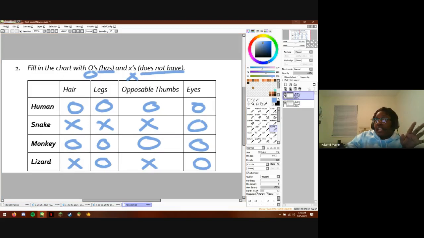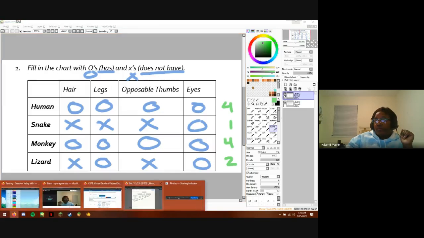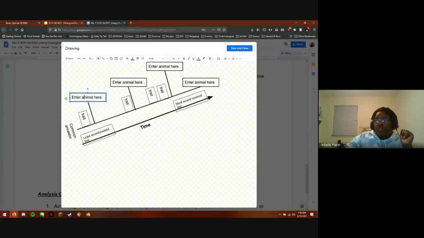So let's just do a tally up right quick. Let's see. Humans have 1, 2, 3, 4 traits. Snakes only have one trait. Okay. We have monkeys with 4 traits. And we have lizards with 2 traits. So the least amount of traits is the snake. So we're going to go here. We're going to go to this animal here. We're going to write in snake. You can make it pretty. I'm not going to spend too much time. All right.